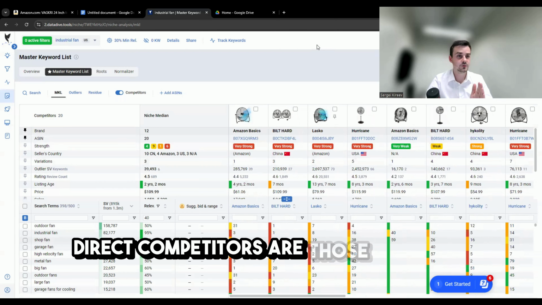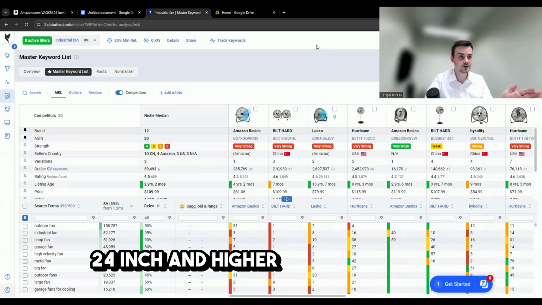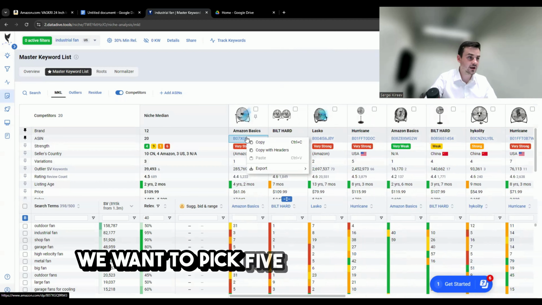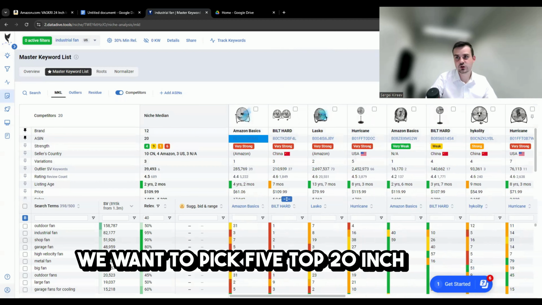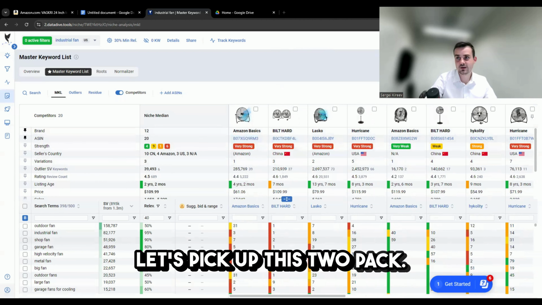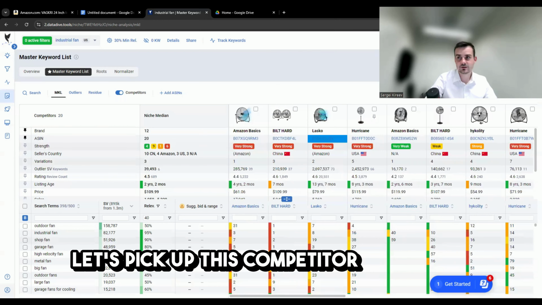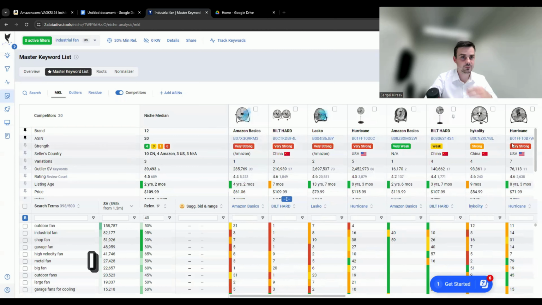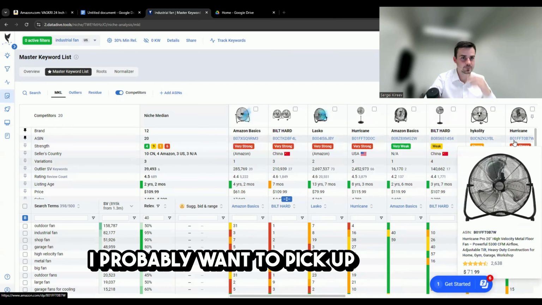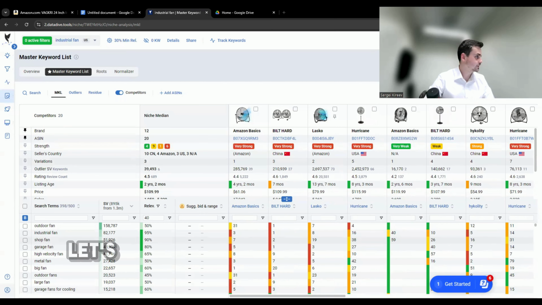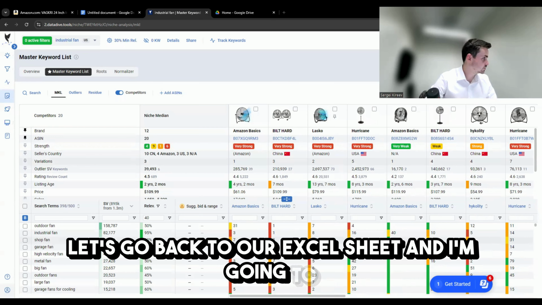Direct competitors are those that have 24-inch and higher size, and indirect are going to be those smaller ones. We want to pick 5 top 20-inch ones. So this is going to be this Amazon Basics. Let's pick up this 2-pack. Let's pick up this competitor over here. Let's pick up this Hurricane competitor. I probably want to pick up another competitor over here. We will have 5. Let's go back to our Excel sheet and I'm going to show you what we have here because we have some changes.